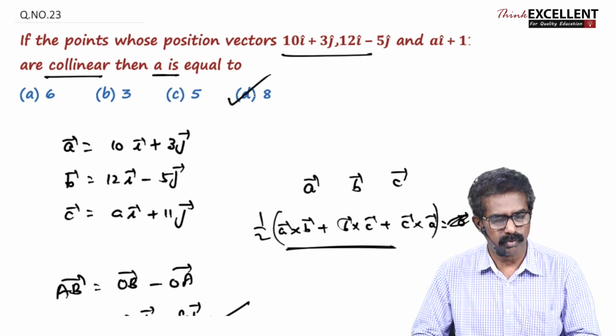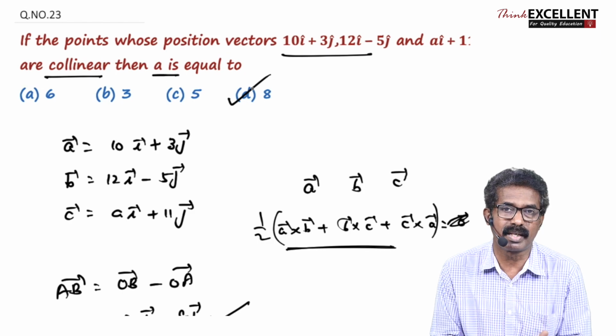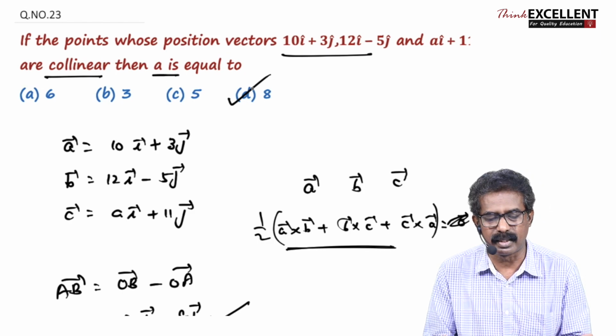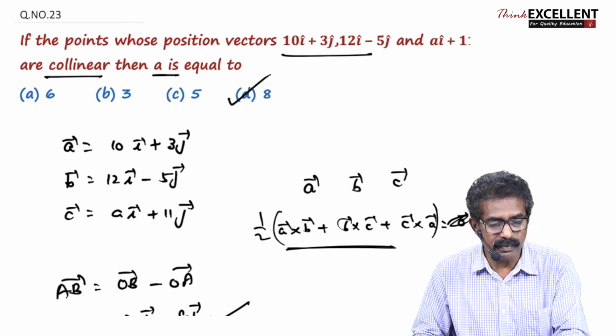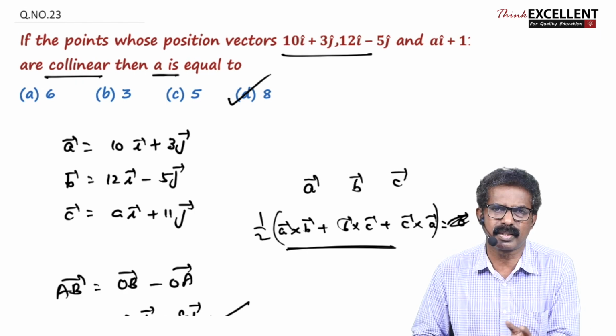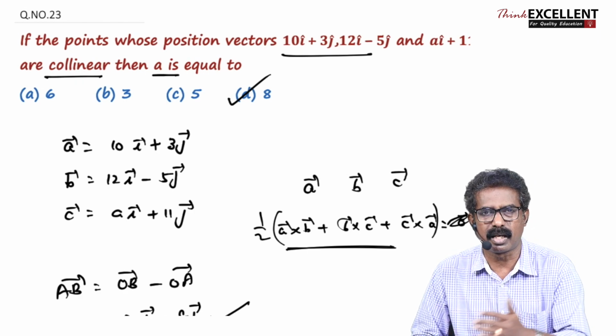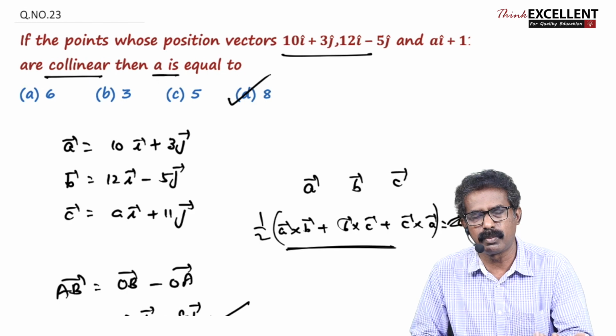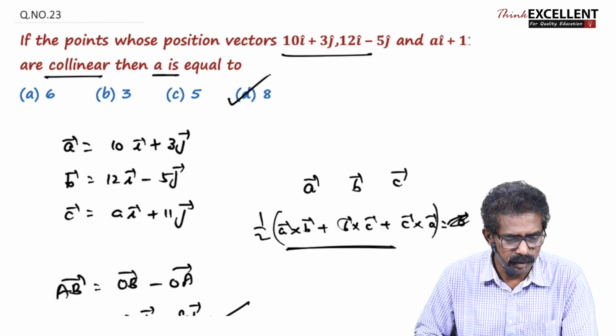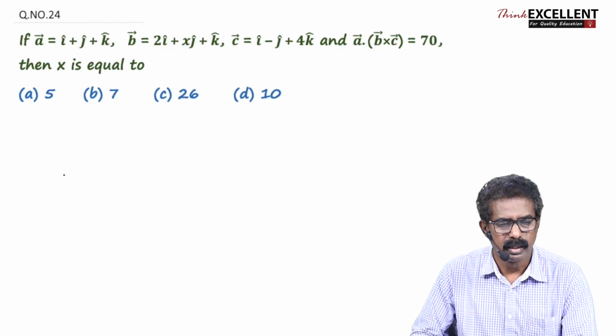So option number 4. Collinear means one vector is a scalar multiple of another vector. So here points are given, so convert to two vectors. Any two vectors you find, AB vector and BC vector, or AB vector and AC vector or CA, whatever it is, okay. Then the coefficients are proportional.